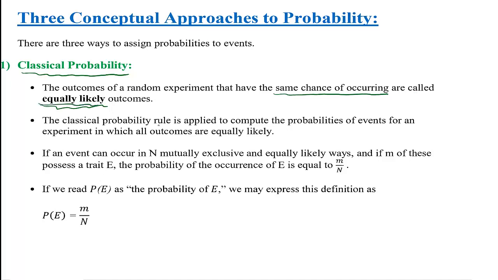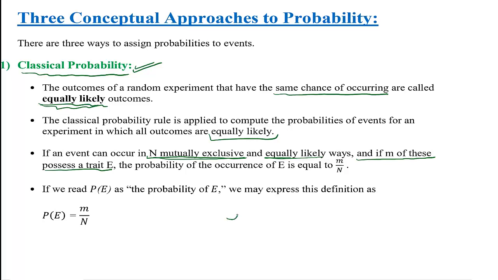outcomes. The classical probability rule is applied to compute the probabilities of events for an experiment in which all outcomes are equally likely. We use this approach to probability when we have an experiment whose outcomes are equally likely. If an event E can occur in n mutually exclusive, that is disjoint, and equally likely ways, and if m of these possess a trait A, the probability of the occurrence of E is equal to m over n.